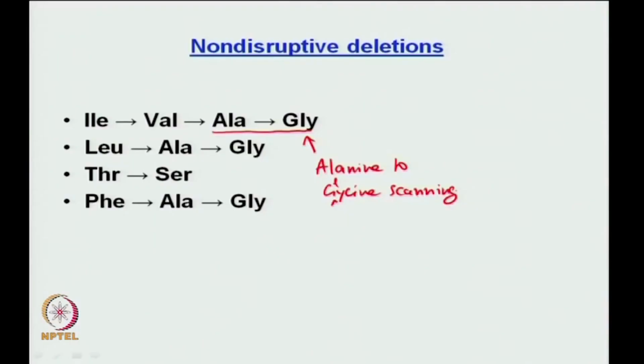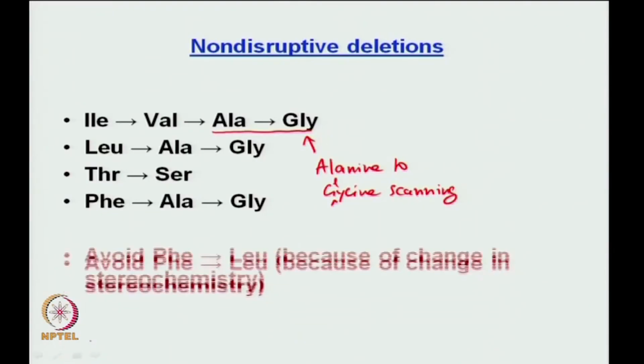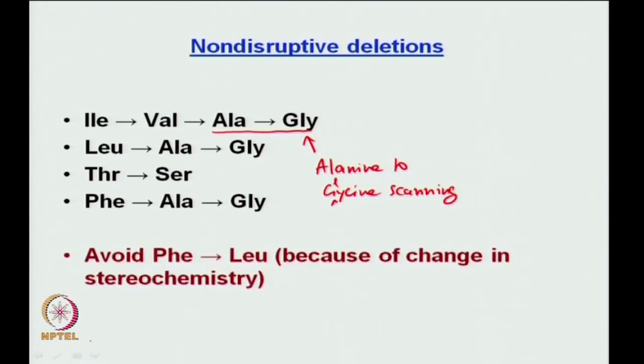Okay. Now, since we are talking about non-disruptive deletions, let us look at a disruptive deletion. So, you avoid phenylalanine to leucine, because this brings about a huge change in stereochemistry. So, this is something you will have to avoid, okay, based on whatever assumptions we have taken, right. So, just keep these in mind. I cannot go through a lot of examples, but at least I will show you one or two, so that I can put forward the idea or make it a little more clear, right.